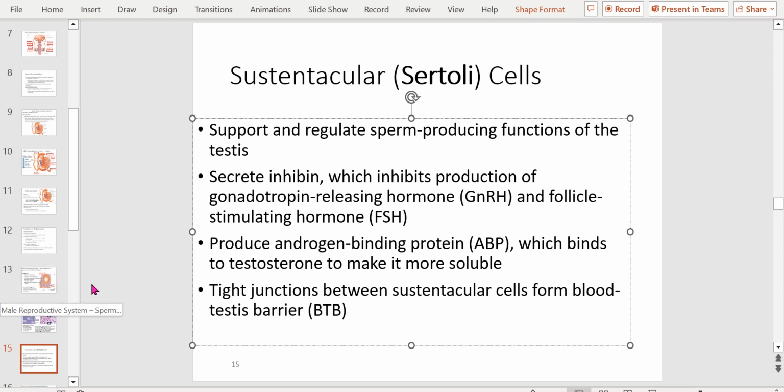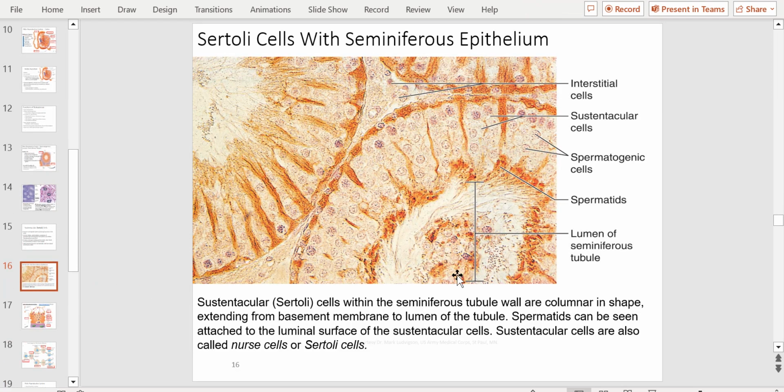Okay, Sertoli cells, and just a shot there. These are it right in here. You can see them right here, known by their other name, sustentacular, Sertoli cells. The Sertoli cells within the seminiferous tubule walls are columnar, extending from the basement membrane to the lumen in the tubule. Spermatids can be seen attached to the luminal surface of the Sertoli cells. You can see them all in here.